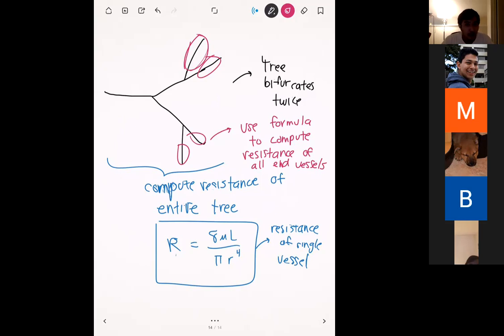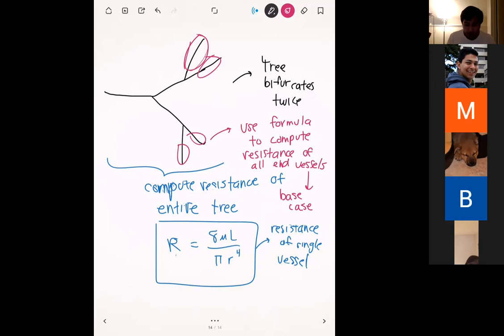And since this is a closed form problem where our end vessels don't have any children, this is going to define our base case. It's our base case because, since these vessels are the end, they're not going to have any kids. And so we can compute their resistance straight up using this formula right here.